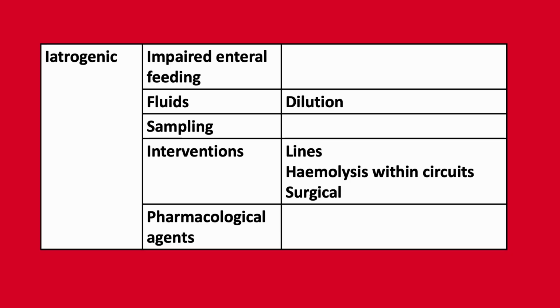The likely cause of anemia in most critical care patients is multifactorial, relating to disease and iatrogenic factors. Iatrogenic factors include impaired enteral feeding, dilution with fluids, regular sampling, and interventions, for example, line placement, hemolysis within circuits, for example, CVVH, surgical interventions, and also pharmacological agents which increase the risk of bleeding, for example, tinzaparin.